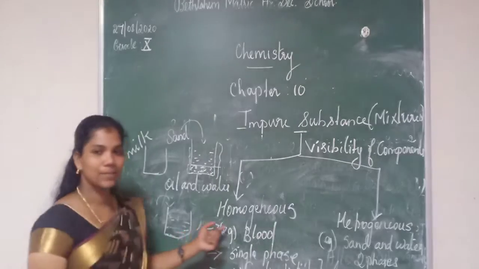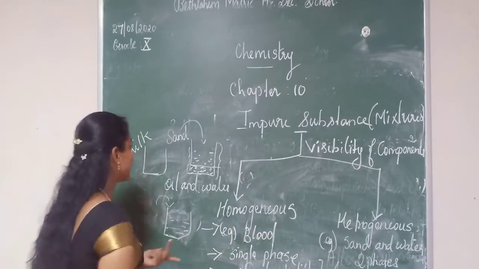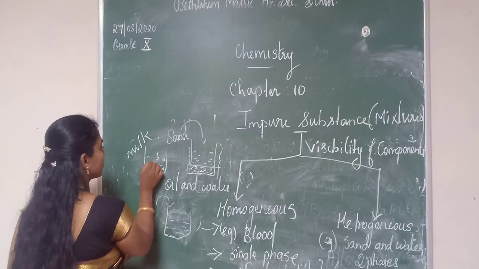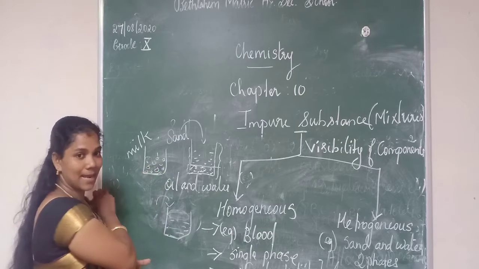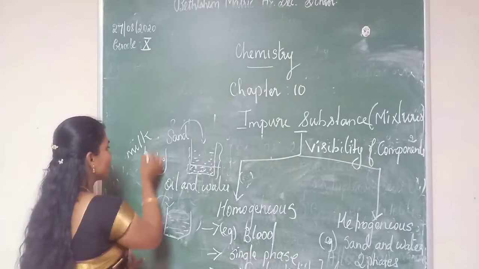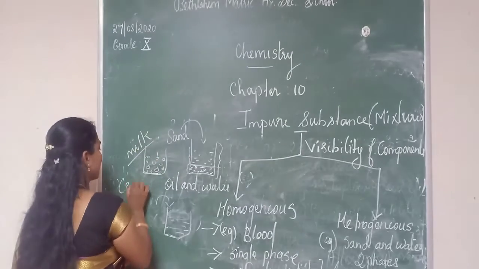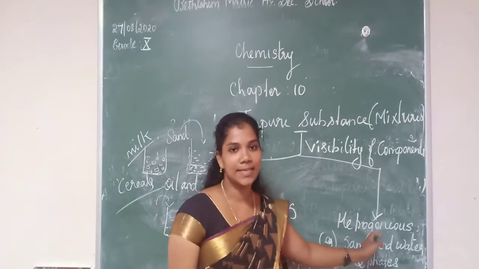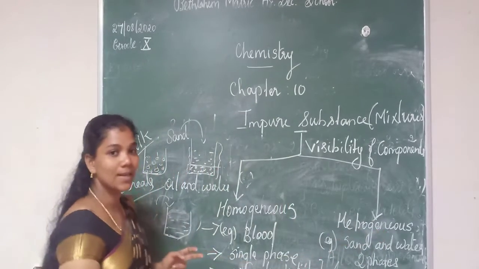Otherwise, you can take milk. Milk alone means it comes under where? Homogeneous. Take some cereals and mix them here. You can see the particles. The components can be seen through the naked eye and they show two phases. So milk with the cereals is called as what mixture? Heterogeneous mixture.